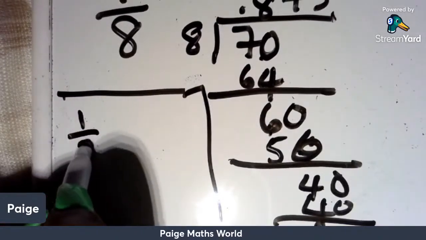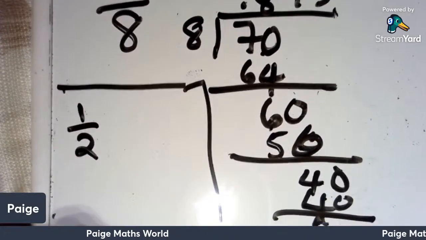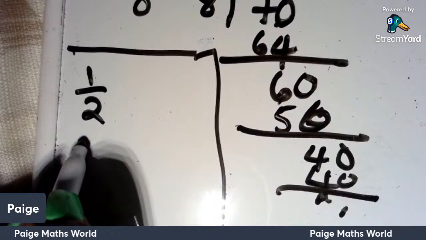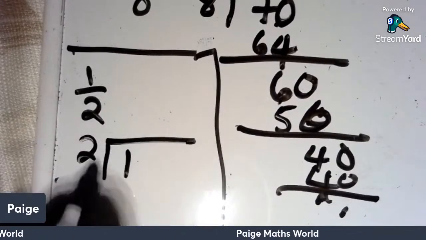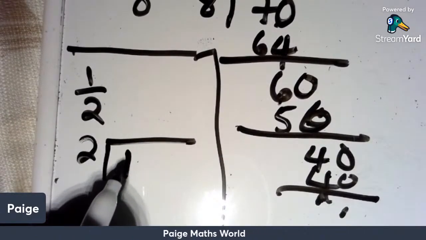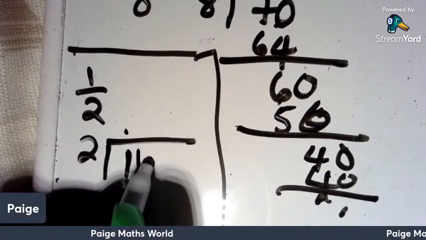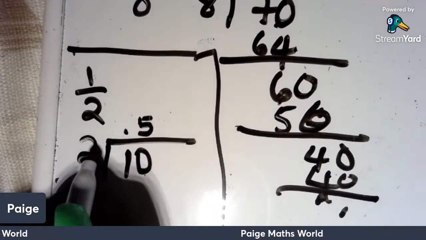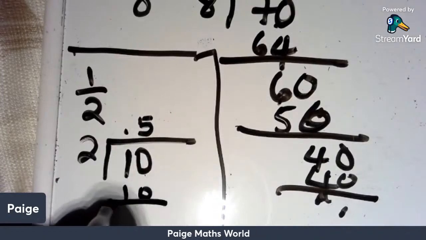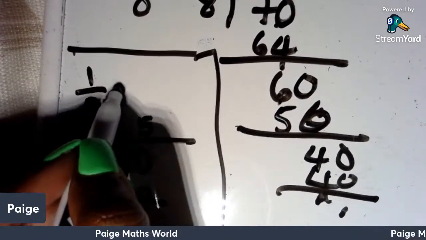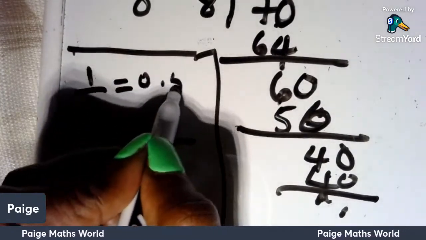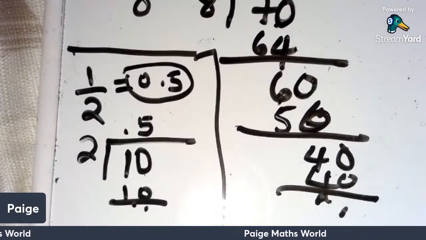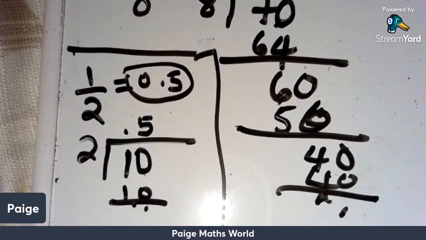So 1/2. 1/2 as a decimal is gonna be 2 into 1. 2 into 1 you can't. You add a point. You place a 0. 2 into 10 goes 5 times. And 2 5s are 10. And so that's 0, 0. So 1/2 as a decimal is 0.5. Right? Any question?